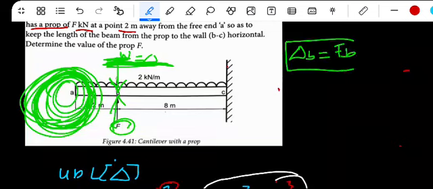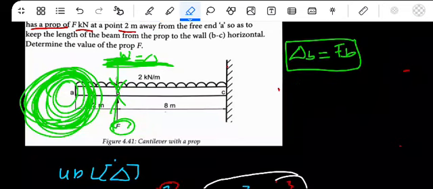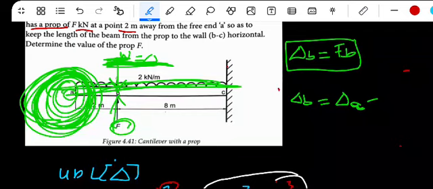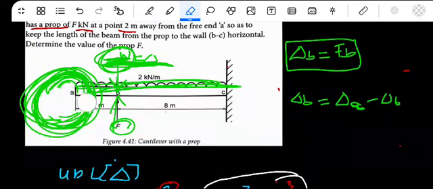So it's a prop force, but the total deflection at B, if you want it at B, must be equal to the total deflection here at A for this whole beam, minus the deflection that you had for W at B, the deflection there at B. So I hope you'll understand what I'm trying to say.